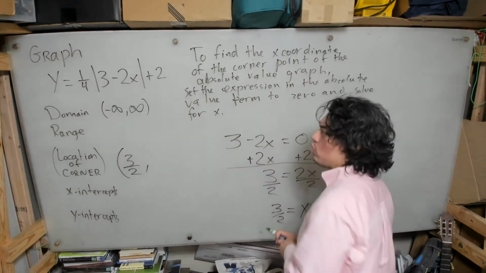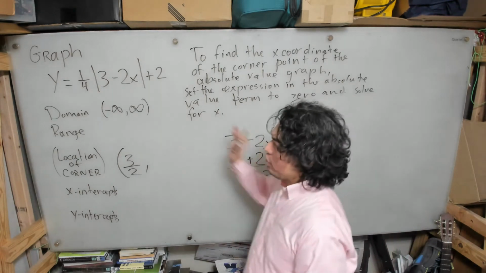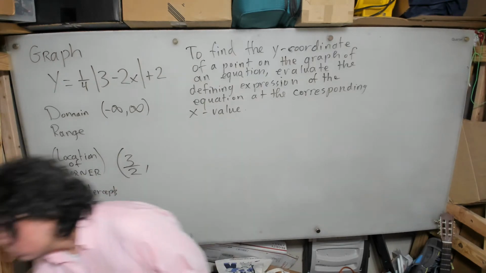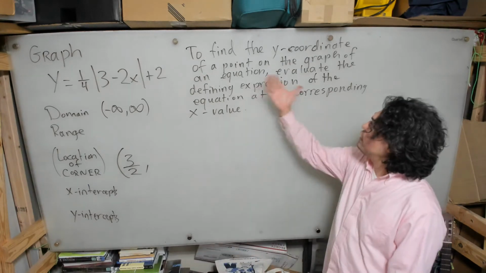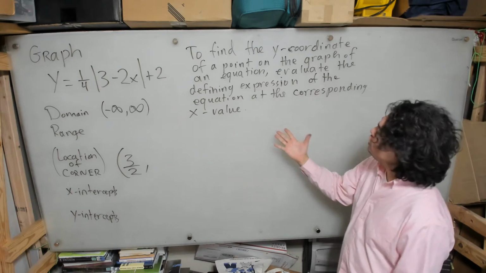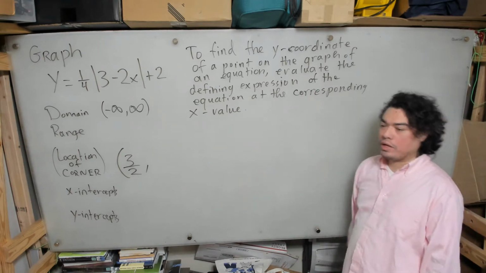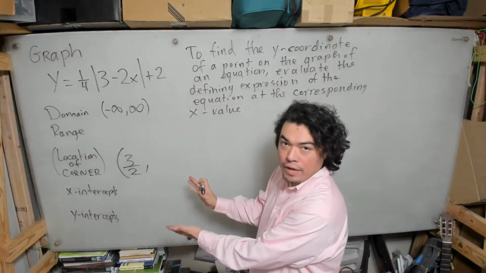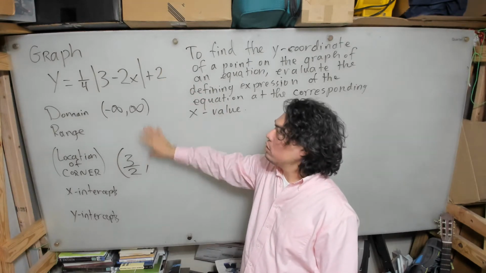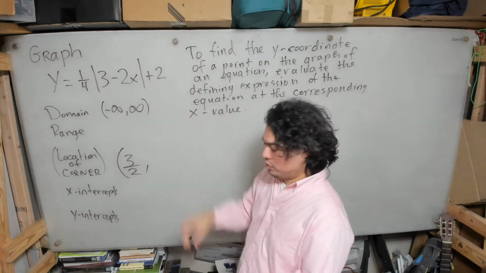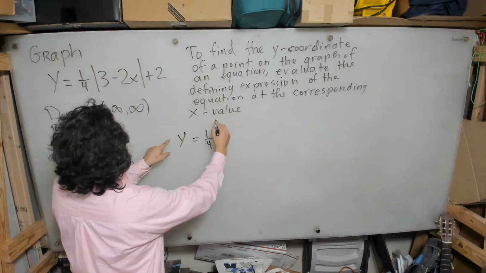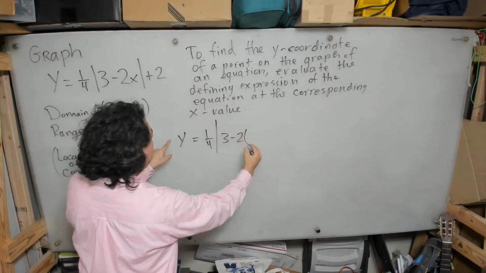Now, how do we find the y coordinate? We insert this x value into our equation. Let's do that together. To find the y coordinate of a point on the graph of an equation, we evaluate the defining expression of the equation at the corresponding x value of our desire. So here I want to find the y coordinate of the graph of this equation at the x value 3/2. So what I do is I evaluate it with this expression. Let's do that together. y equals 1/4 times the absolute value of 3 minus 2 times 3/2, plus 2.